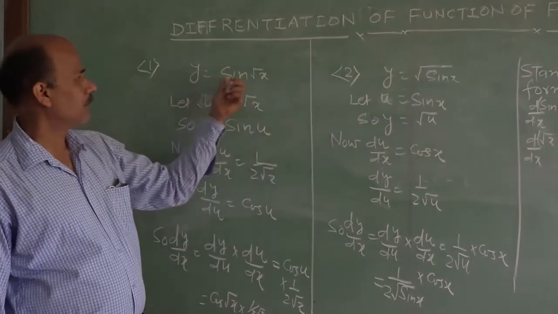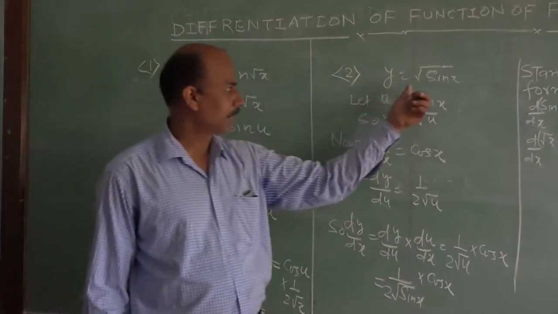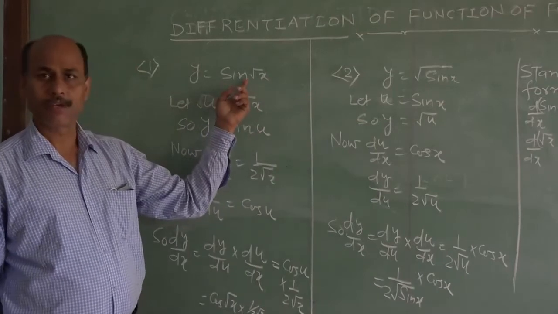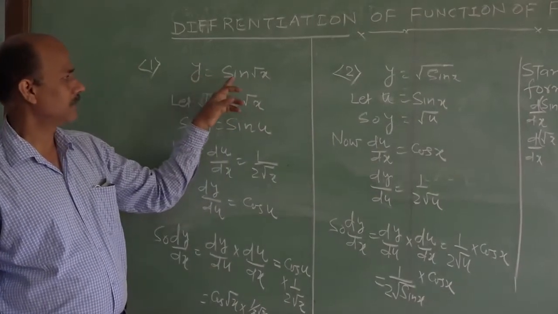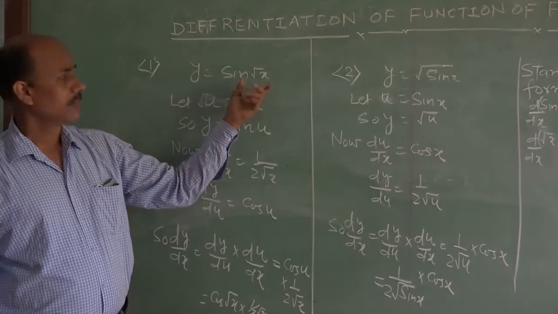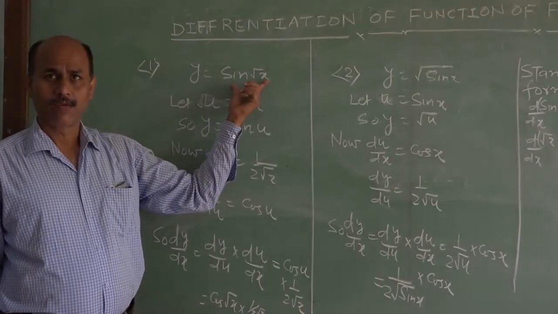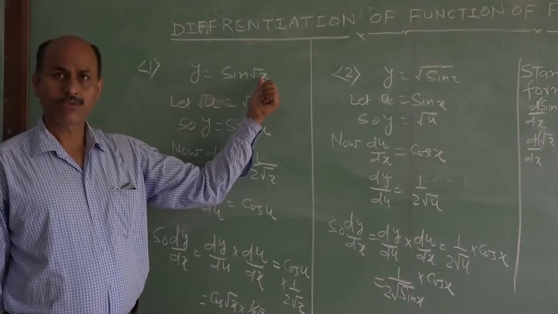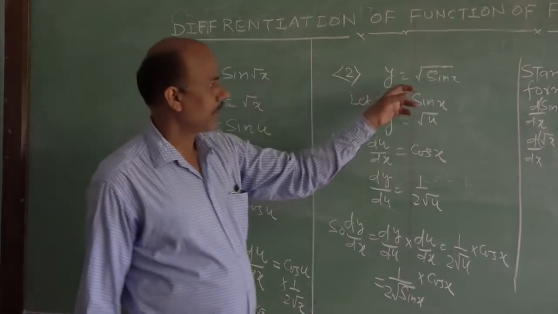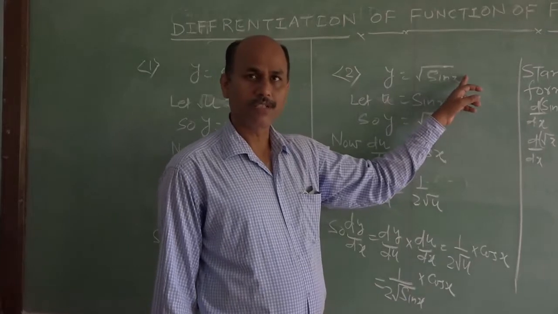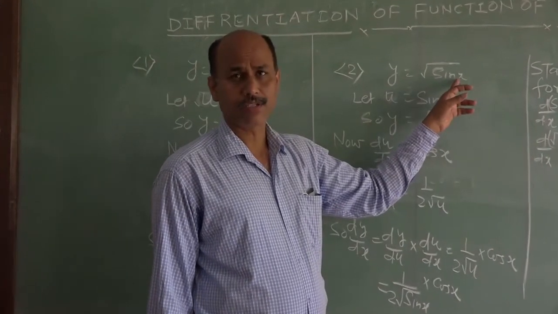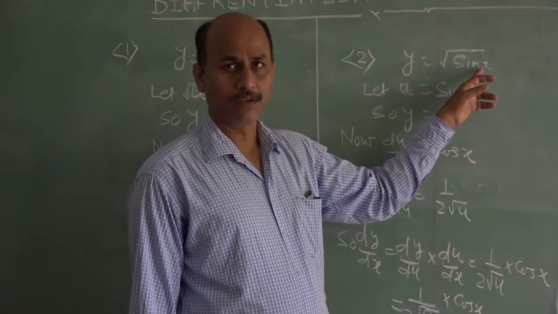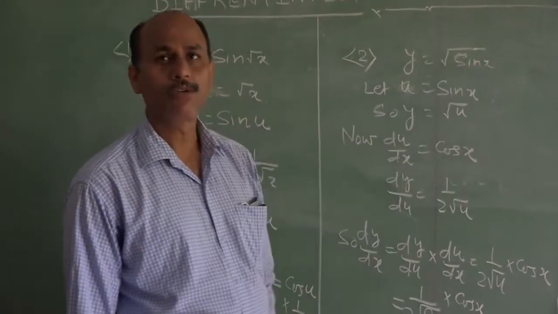One is y is equal to sine root x, the next one is y is equal to root under sine x. If you look into both questions, in y is equal to sine root x, there are two functions given. One of the functions is this trigonometrical function, and the second one is this square root function. Similarly, the next one starts with the square root function and then the trigonometrical function is given. So it's not that only one function at a time you have to deal with, more than one function you have to deal with at a time.